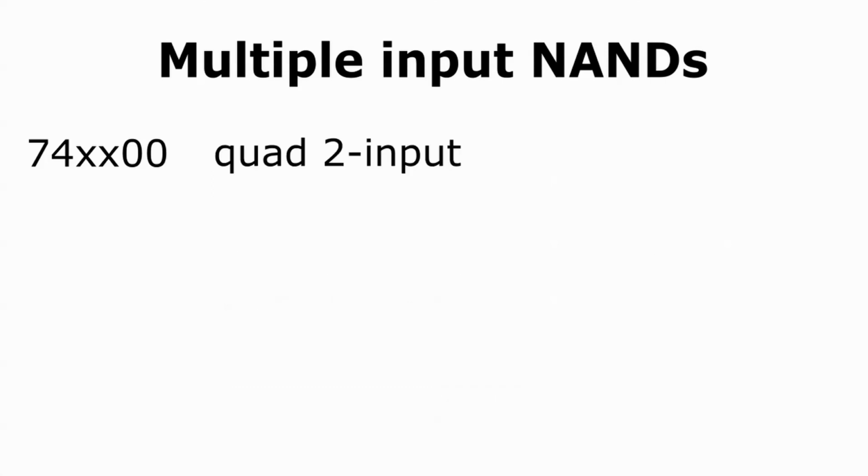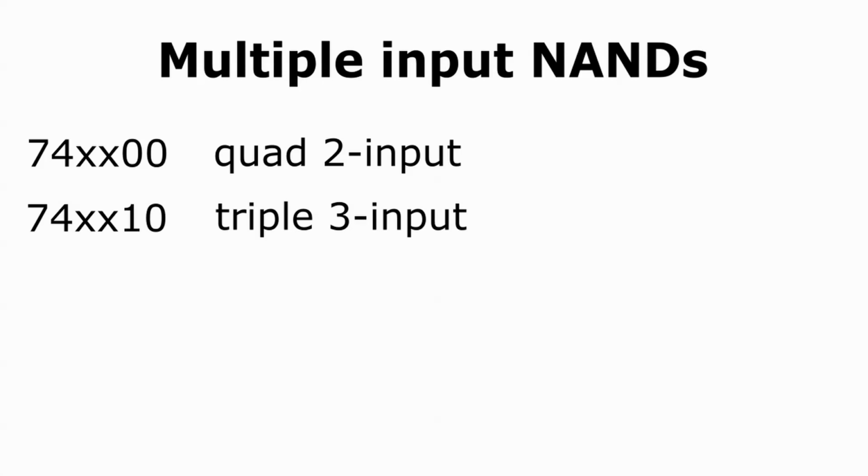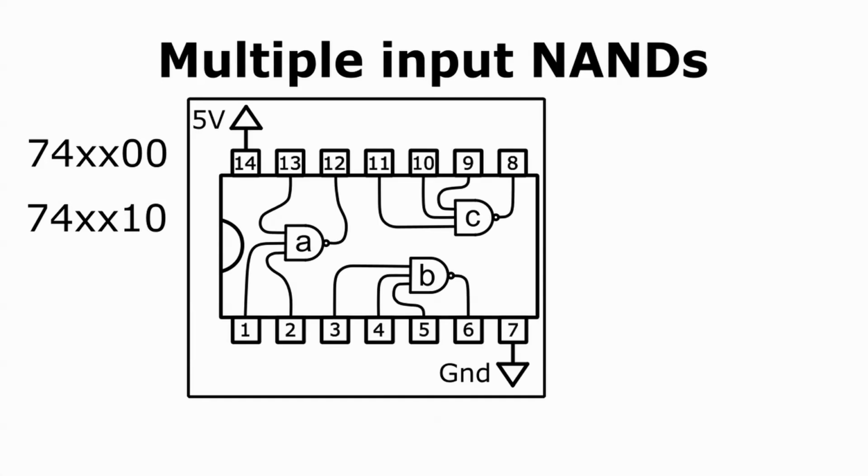Because there are four of these two-input NANDs on a chip, the 7400 is called a quad two-input NAND. Quad is short for the number 4, like the number of sides in a quadrilateral. The 7410 chip is a triple three-input NAND. There are 3 NAND gates on the chip, which is still a DIP 14 chip with 14 pins.